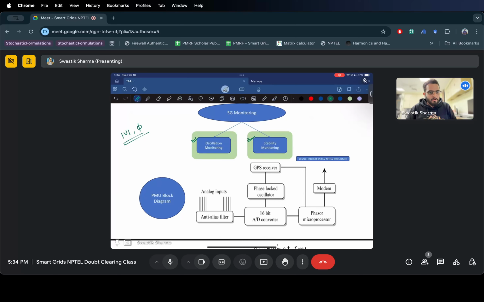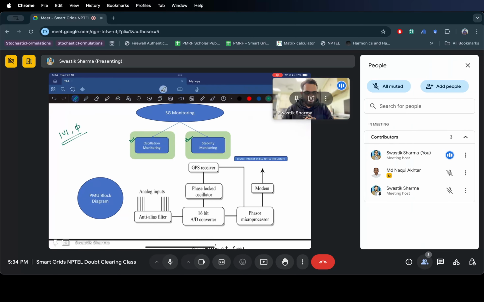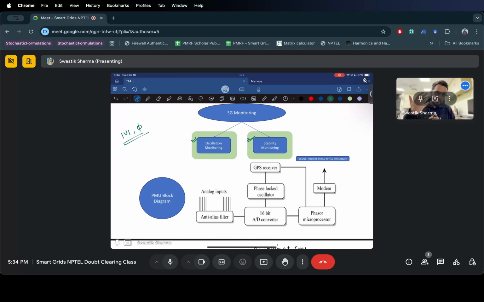So you have analog inputs. Your voltage and current waveforms are not digital in nature, they are analog in nature. When I say analog, they vary continuously with time.